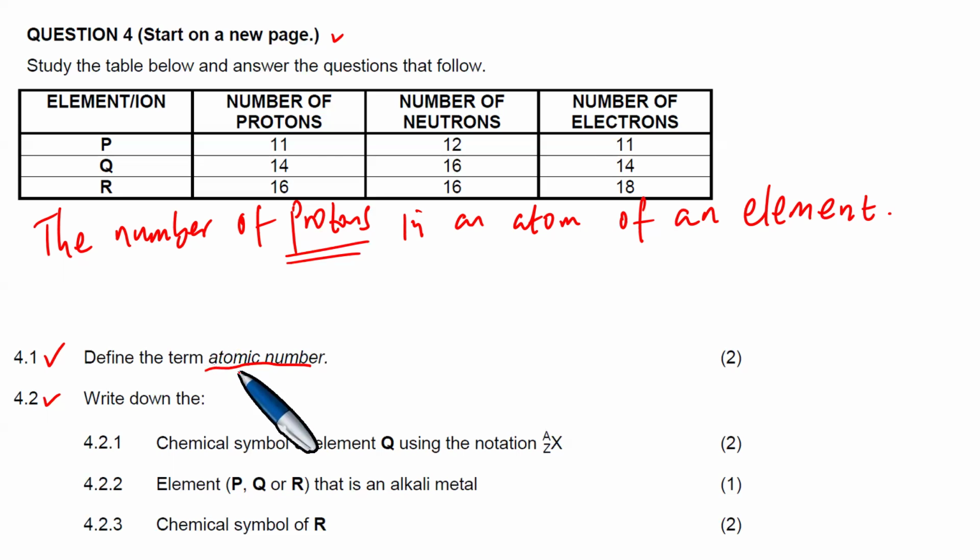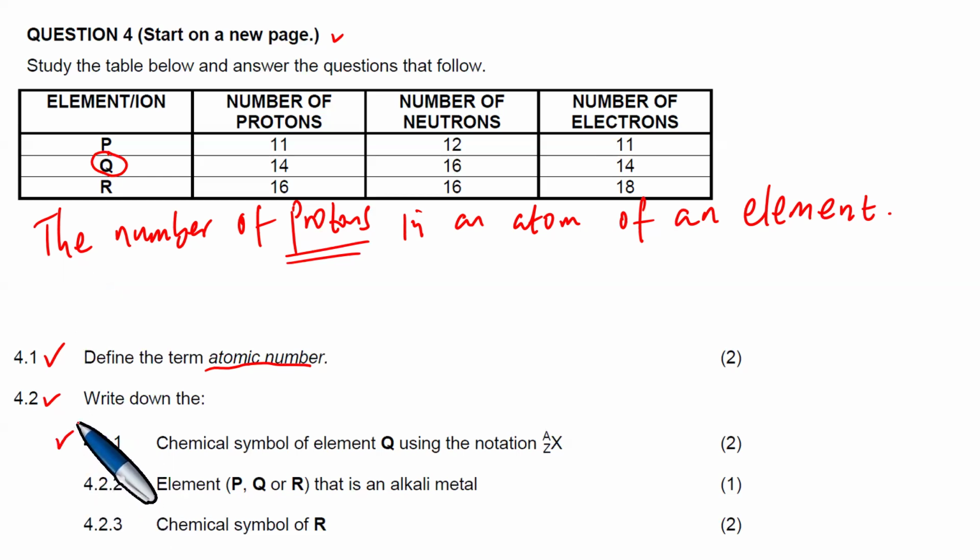Now, if you look at 4.2, we want to write down the chemical symbol of an element Q using the A X Z notation, right? So write down the chemical symbol of element Q. What is the chemical symbol of element Q in 4.2.1?